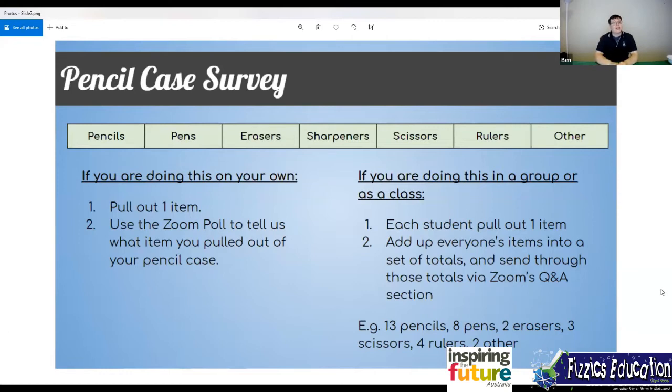Then we're going to collect the data, and we're going to collect it in 2 different ways. If you're doing this on your own, then we're going to put up a poll on the screen and you need to click the one item you pulled out and press submit. If you're doing this in a class, I'm going to need teacher's help. And that is just make a list of the totals of the things that get pulled out and send them via the Q&A. So just like you're asking a question, but you're just reporting your results. So you can see the example there in this class. We found 13 pencils, 8 pens, 2 erasers, 3 scissors, 4 rulers, 2 other.